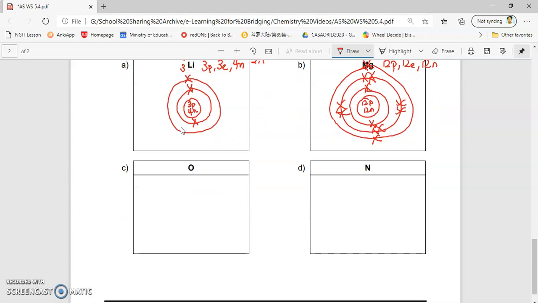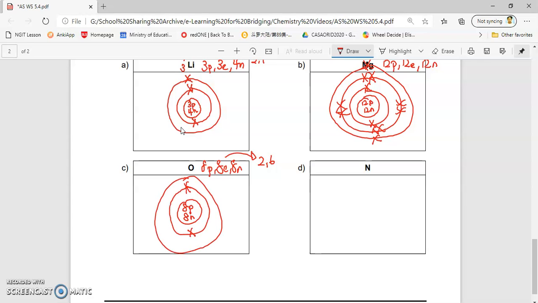Next one, oxygen. Just to cut the whole thing short, it is 8 protons, 8 electrons, 8 neutrons, 2, 6. So draw the nucleus in the middle. It has 8 protons, 8 neutrons. 2, 6 means 2 shells. 1 shell, 2 shell, 2, 6. Up, down, left, right, up, down.